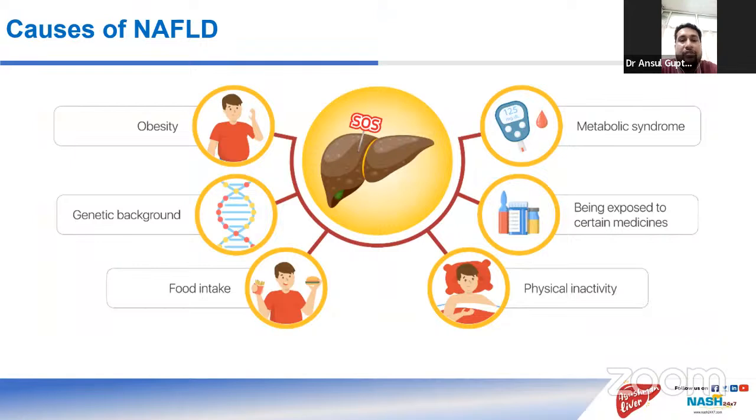Now, what are the causes of NAFLD? We already mentioned the causes. These are mainly the high risk factors: if you have a genetic foundation, excess food intake, that is an excess fat or carbohydrate diet, less physical activity, certain medications, or what we call metabolic syndrome and obesity. These are all the risk factors, or indirectly you can say the causes, for NAFLD. Next slide, please.